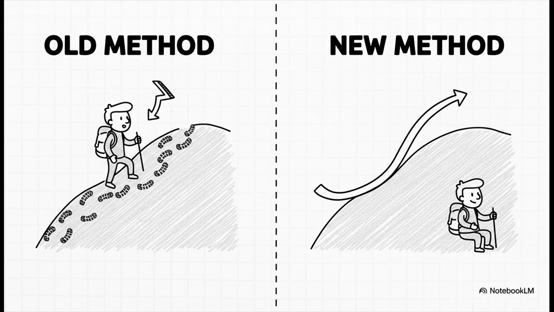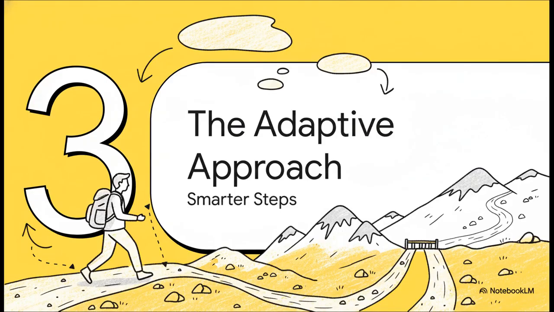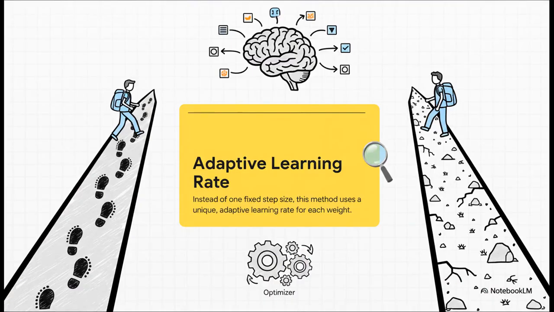But what happens if the terrain itself is the problem? This question led to a totally new way of thinking about this, which we call the adaptive approach. It asks a simple question. What if our hiker could be smarter? What if they could change how big their steps are based on the path they're on? And that's the core idea of an adaptive learning rate. So instead of that one-size-fits-all step for the whole journey, the optimizer can now adjust its step size for every single direction.